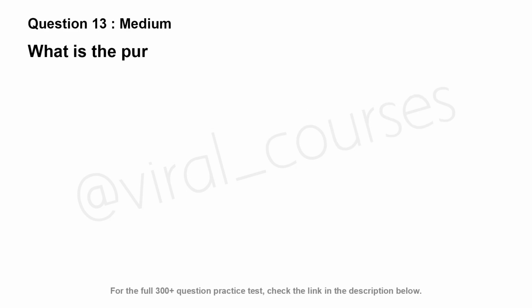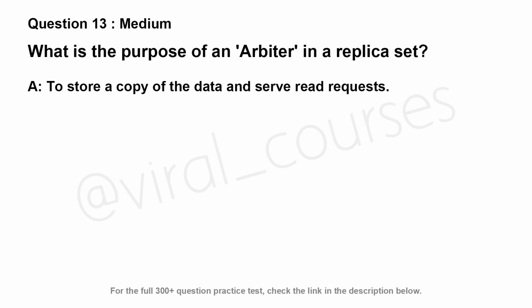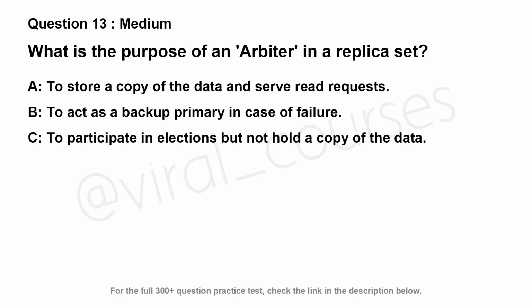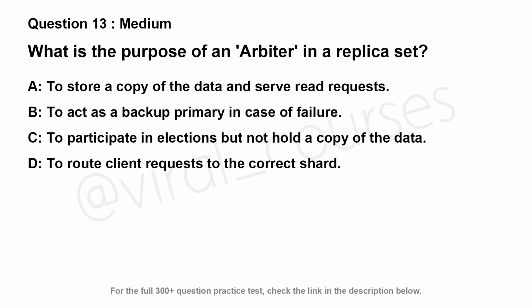What is the purpose of an arbiter in a replica set? Option A. To store a copy of the data and serve read requests. Option B. To act as a backup primary in case of failure. Option C. To participate in elections but not hold a copy of the data. Option D. To route client requests to the correct shard.